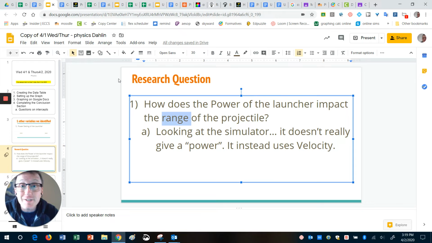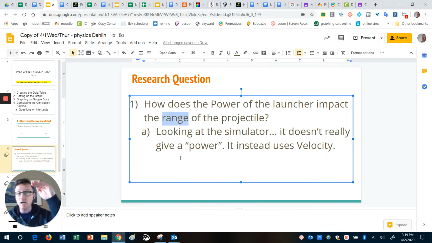Now think about that though. That research question is also telling you what data you need to measure and record. When you read that research question, what are the 2 things you need to have in your data table? Read it. You need to have a power, or in this case, velocity number, and each velocity number needs to have a range number associated with it. That's it. That's all you need.